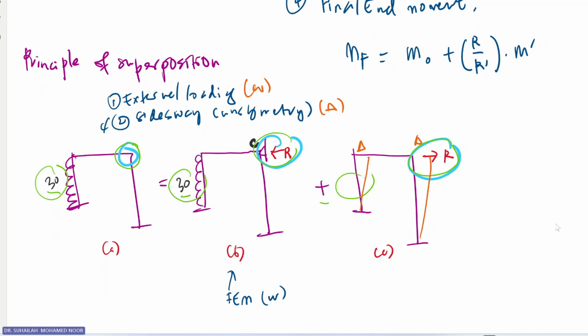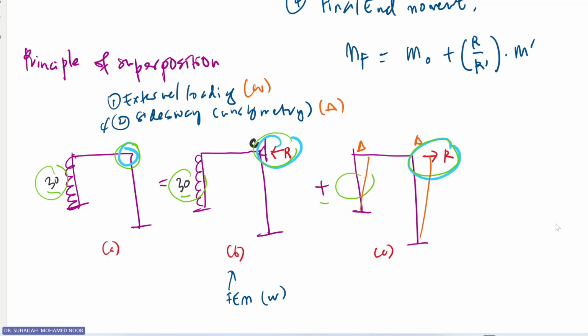We have one table calculating only based on external loading, and another one only due to sidesway. This is the principle of superposition. So the idea is we have to separate between W and delta. To remove delta, we have to put an artificial support at C, because this frame, we assume, is moving towards the right direction. Of course, the sidesway can be left or right, but we can assume that the frame is moving towards the right.